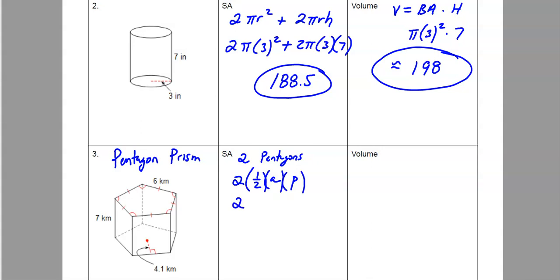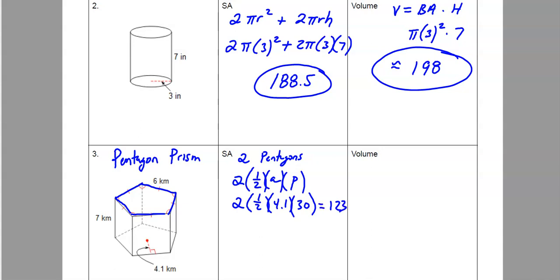So 2 of them, and they're 1/2. The apothem is 4.1. The perimeter is all the way around. So you have 6, 6, 6, 6, 6. 6 times 5 would be 30. So we got that whole piece, which I think that comes out to be, for 2 of those, 123.